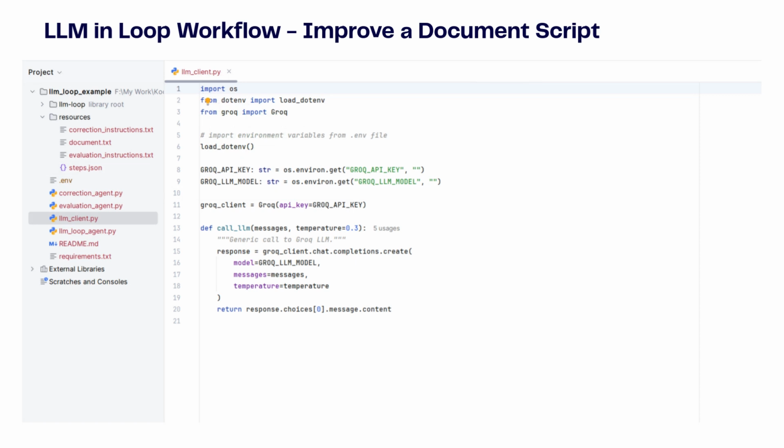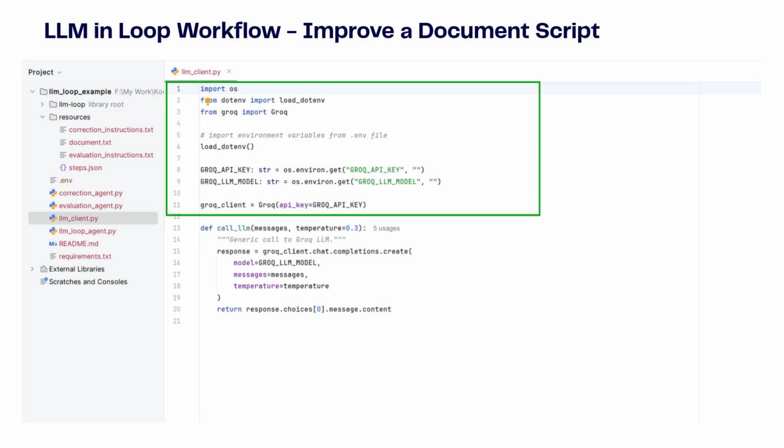Here we have created an LLM client script. This script makes it easy for us to connect to the Grok LLM and send prompts without rewriting the same code again and again. In this script, we have imported the required libraries, loaded the Grok API key and the model name from the environment, and created an instance of the Grok client.